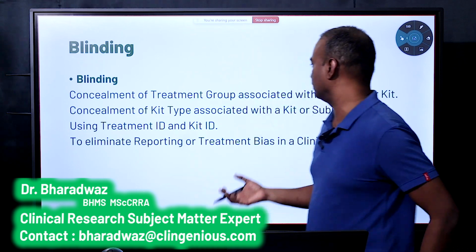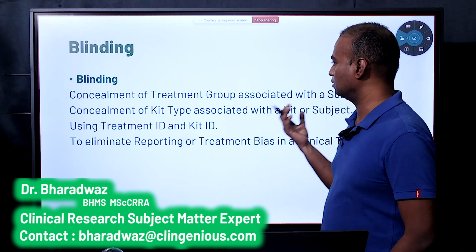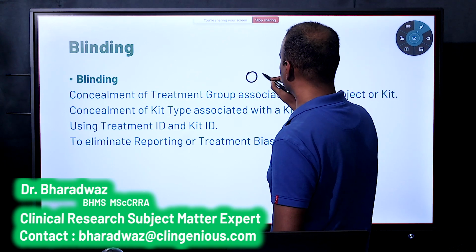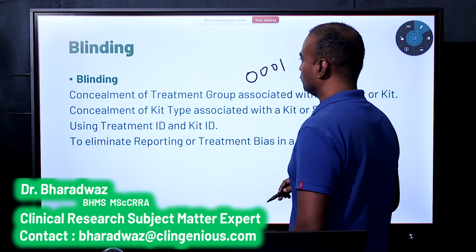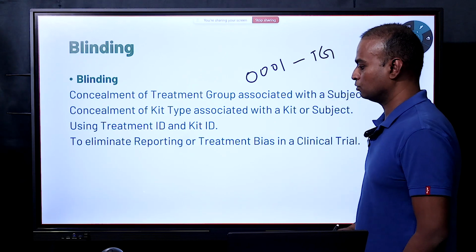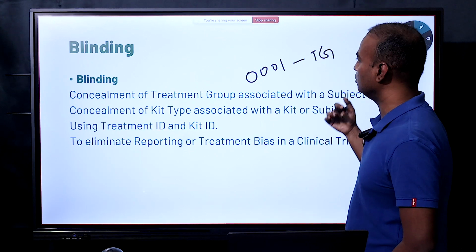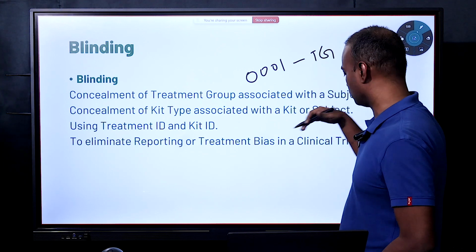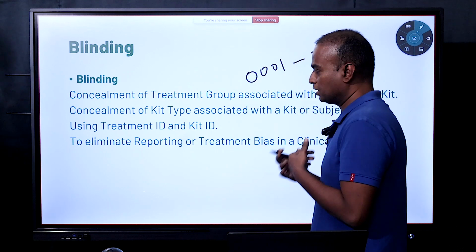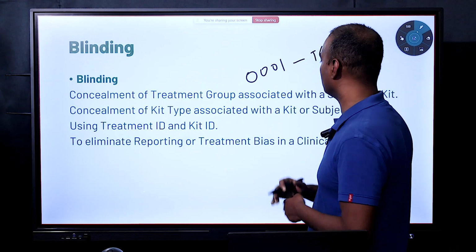So then what is unblinding? If you are revealing the treatment group of a subject, for example, say the subject ID is 001, and you are able to figure out to which treatment group the subject belongs, that is unblinding. If you are able to maintain that the investigator or the team doesn't know about the treatment group of a particular subject, then it is known as blinding.